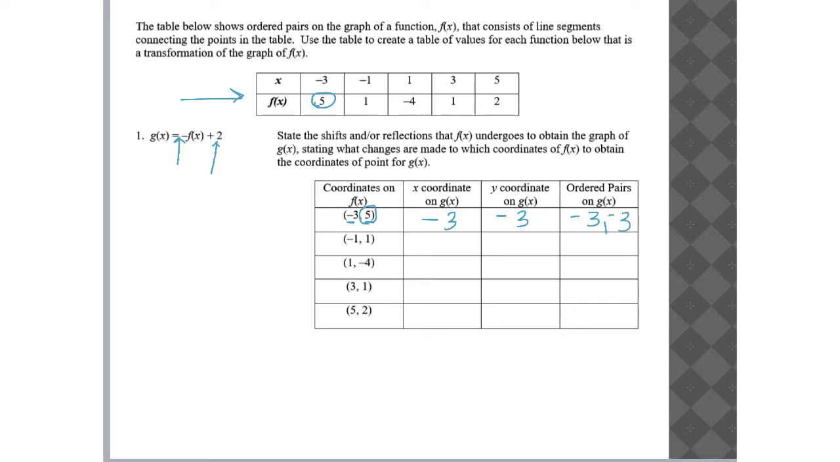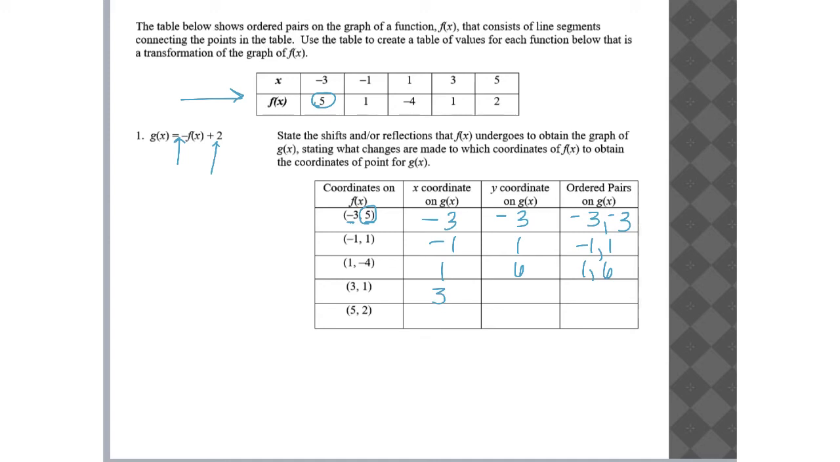The same is true with negative 1, 1. The x-coordinate, negative 1, stays the same. The y-coordinate, we need to change the sign and add 2. So we make 1 negative 1 and then add 2 to it, which gives us positive 1. So we have the ordered pair negative 1, 1. And again, our x value stays the same. Our y value, we need to change the sign and add 2. So that's 6. So my new ordered pair is 1, 6.